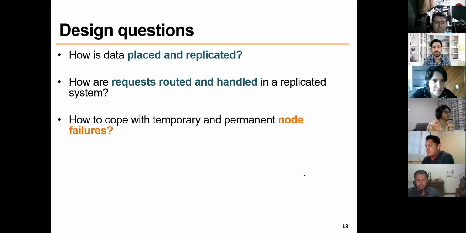So the design questions are: how is data placed and replicated in Amazon Dynamo? How are requests routed and handled in replicated systems? And how to cope with temporary and permanent node failure? These are the design questions that Dynamo is trying to answer.